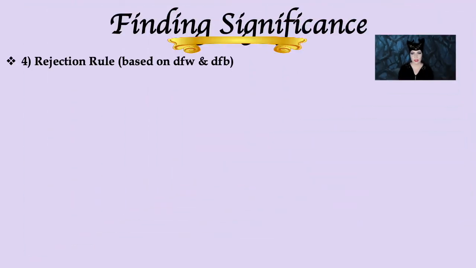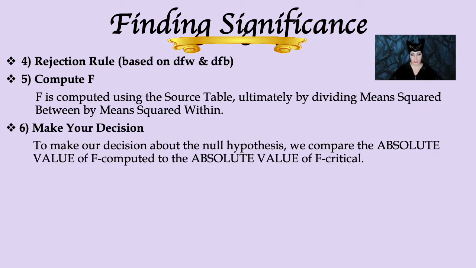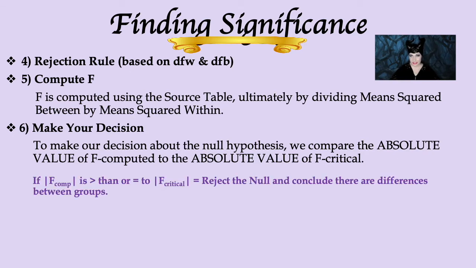All right, so now that we know how to find our rejection rule and our F critical value, the next step is to compute F. F is computed in the source table I just showed you, ultimately by dividing the mean squared between over mean squared within. Step 6, as usual, is to make your decision. To make the decision about the null hypothesis, we're going to compare the absolute value of the F computed value, which we obtained in step 5, to the absolute value of the F critical value we found in step 4. Same rules apply as they have been applying for t-tests.